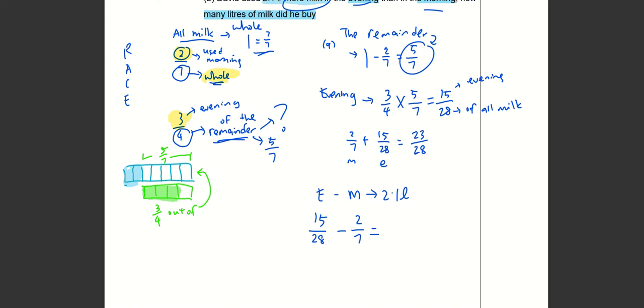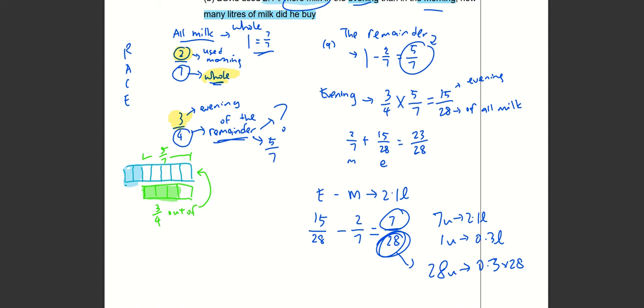So I do my subtraction, I get 7/28. So in other words, 7 units here will be 2.1 liters. Then I can find 1 unit, that's 0.3 liter, and then all the milk, that's the whole, will be 28 units. It will be 0.3 times 28, which will give me the answer, using a calculator, 8.4 liters.